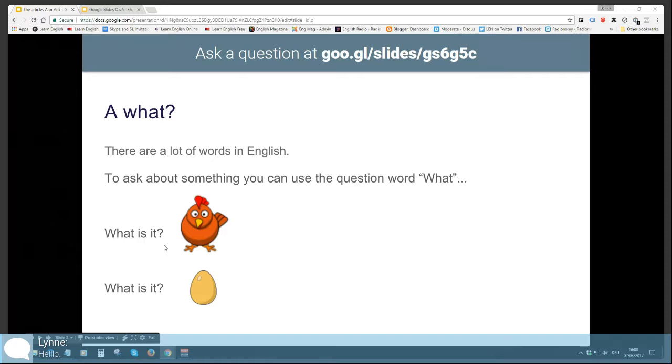So, let's have a look here. What is it? We've got two pictures. I hope you can see the pictures. And if you don't know what it's called in English, you can say, what is it? What is it in English? You might know the word in your language, but you might not know the word in English.